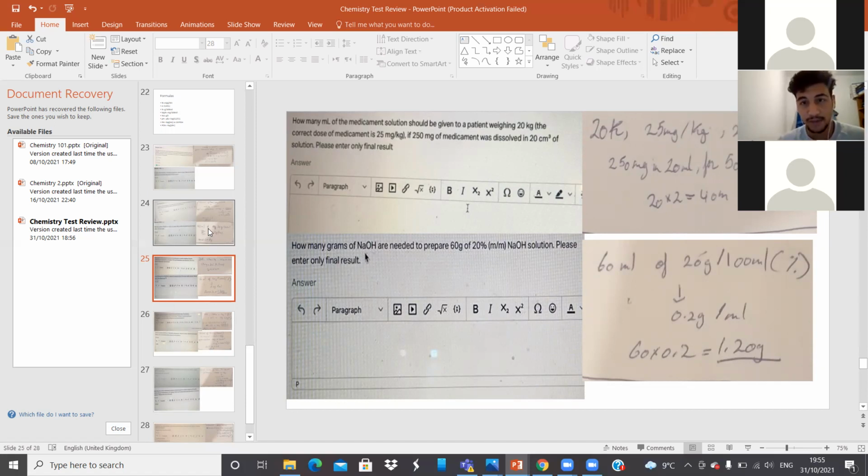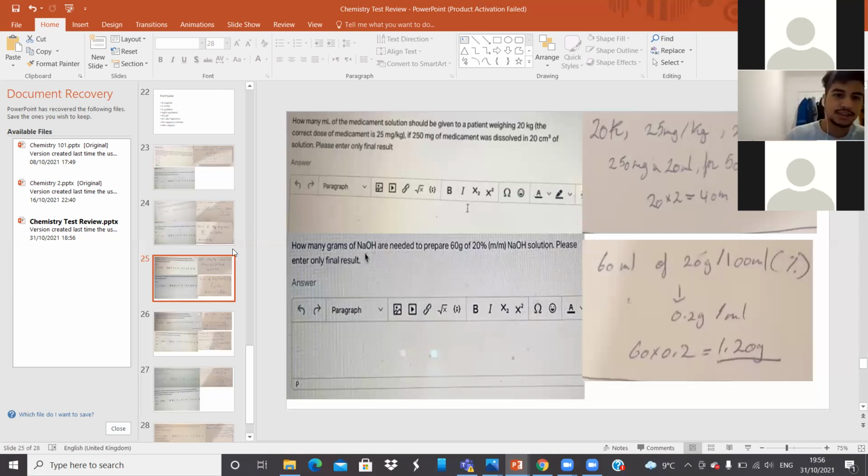So I'm going to multiply 25 by 20 in order to find how many milligrams in total I need. 25 times 2 is 50, so that's 500 milligrams. And then it says if 250 milligrams of medicament was dissolved in 20 centimeters cubed of solution. Okay, so straight away, I can see that 500 is double 250, so I'm going to need double the volume. So it's going to be 20 times 2, 40 milliliters.